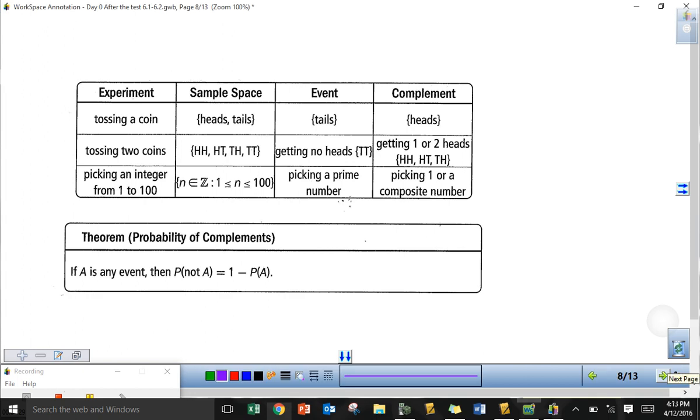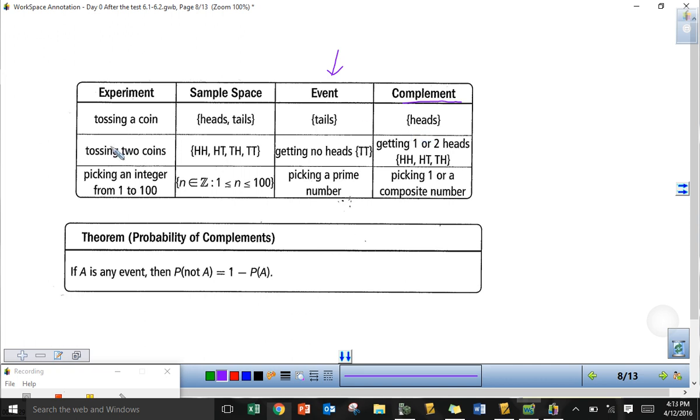Okay, one more thing we need to talk about is the idea of a complement. So let's just look at a few different experiments here. The first one, we've got tossing a coin. The sample space, remember, is all possible outcomes. We've got heads or tails. And we want to pick on the event of getting a tails. Well, the complement is going to be everything that is not the event we picked on. So looking at our sample space, we don't want to include tails. The complement is just heads.